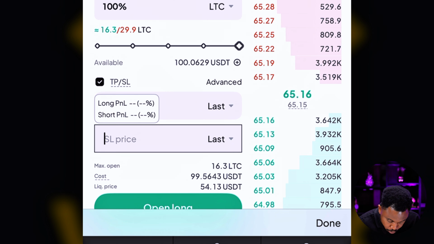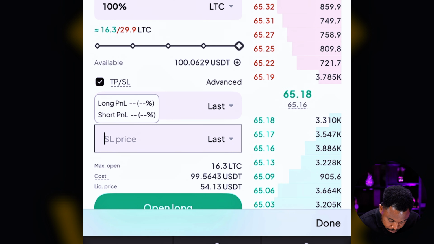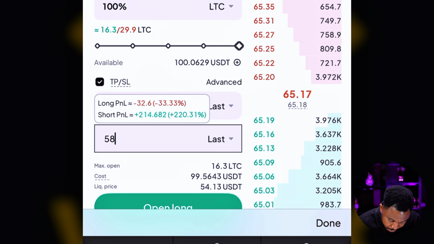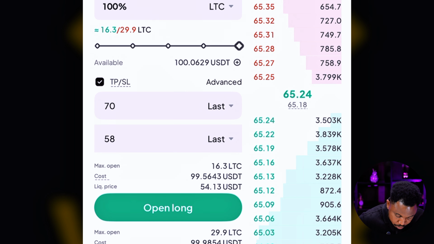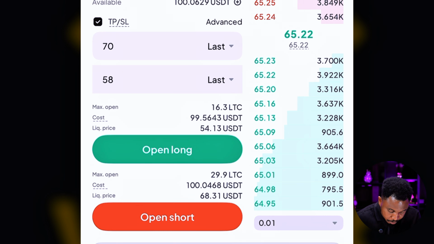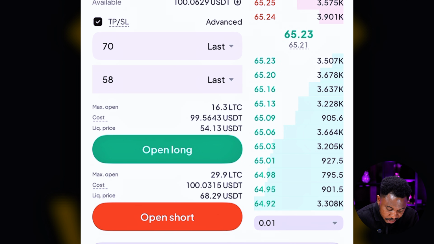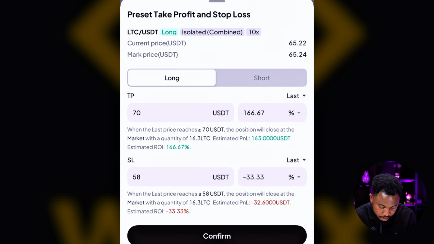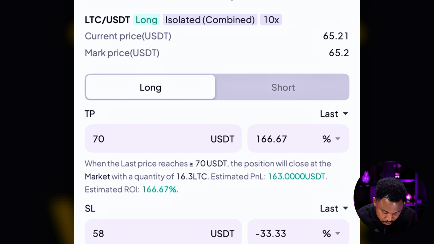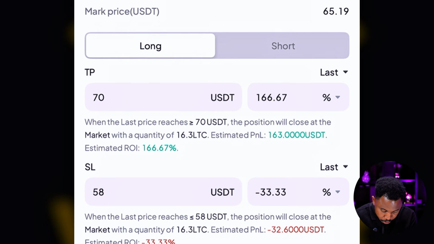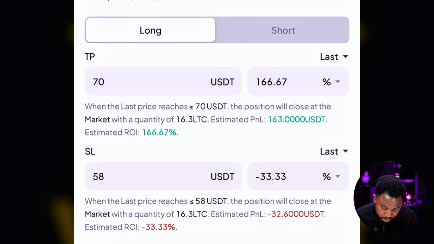And if this thing goes to, let's say, $58, close this trade on loss for me, and that will make me lose around $32, which is 33% of my money. So I'm just going to click on open long. Also, you can use the advanced section for TP and SL. I like it a lot. It's just going to show you in a more detailed way. You can see if it hits my take profit, I'm going to make 166%, which is going to give me $163. And if it hits my stop loss, I'm going to lose minus 33%, which is around $32.6.